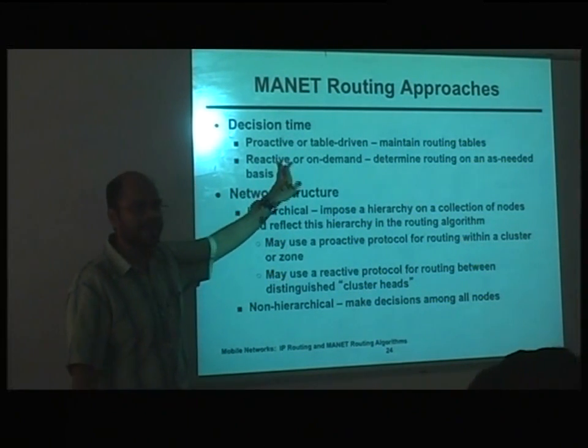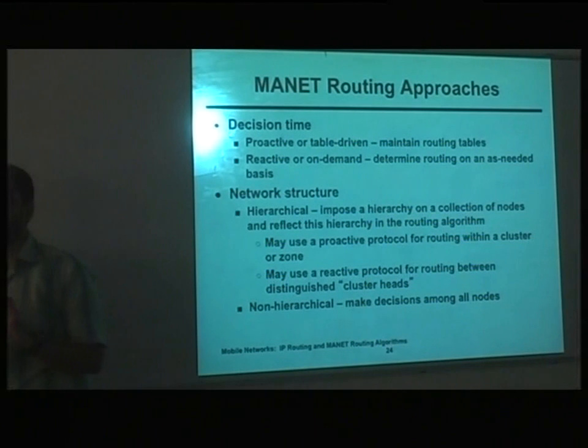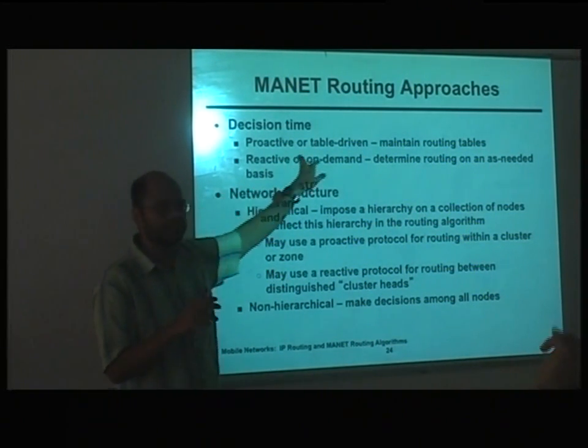So in this case, reacting will save a lot of energy. Energy is very important for something. And so you don't need to construct the routes again and again, even if there is no demand.